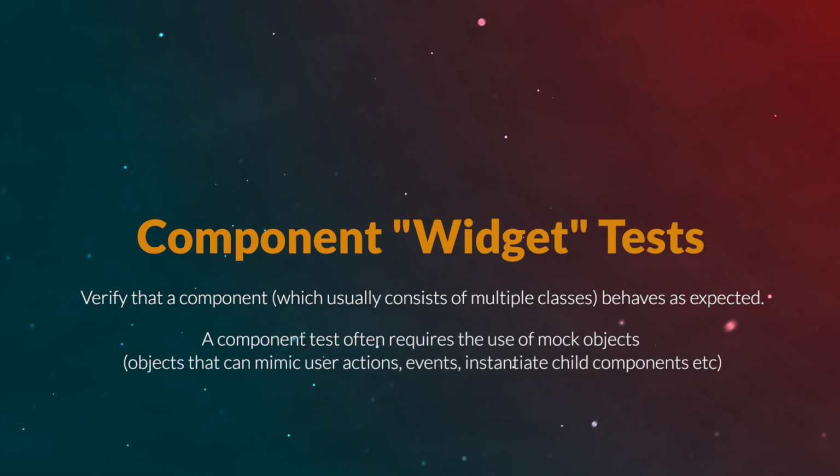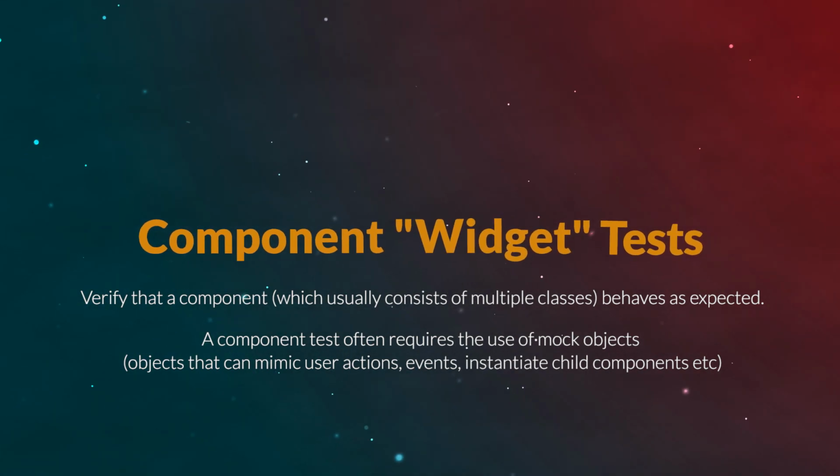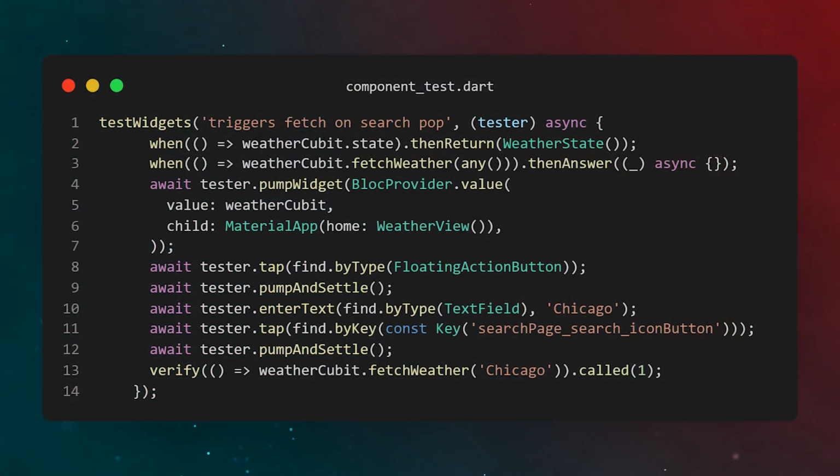A component test often requires the use of mock objects that can mimic user actions, events, perform layout actions, and instantiate child components, for example, in Flutter. Mocking means that we don't actually have to press a button to verify that it does what it should. We can mock the action and let Flutter think that we actually pressed that button.